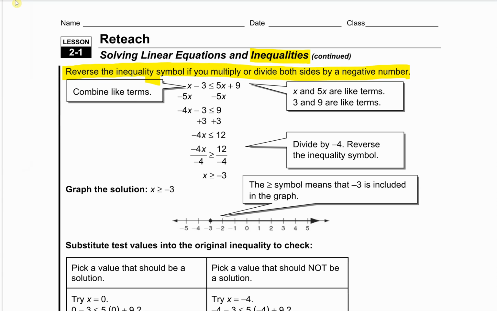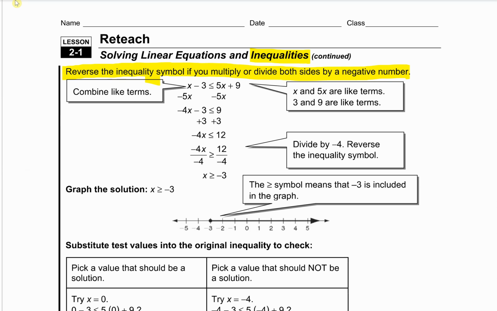So if you look here, and I don't know why they do this because this is not what I would do, but they have x minus 3 is less than or equal to 5x plus 9. This goes against what I've recommended you guys do. I would move the smaller x to combine it with the larger, but that's okay. We're going to go with it and see what happens.